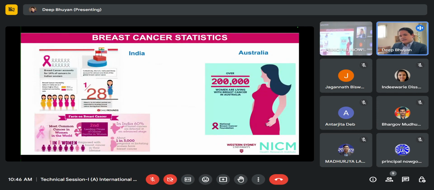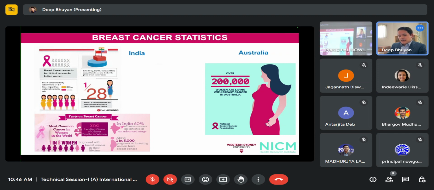It's specific to breast cancer because I'll be talking about how we are using Australian traditional knowledge to improve the outcomes of breast cancer in Australia. So in terms of the statistics itself, about 200,000 people are living with breast cancer in Australia, according to the National Breast Cancer Foundation Australia.